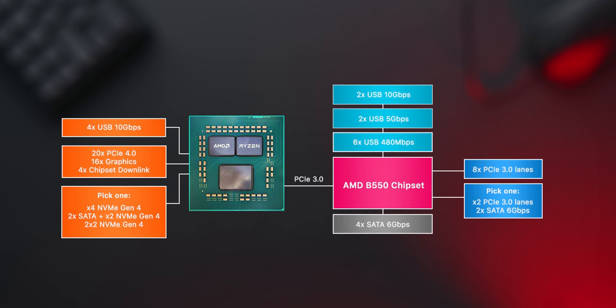B550 in comparison, you do get PCIe 4.0 enabled on those CPU based lanes, so for both your graphics card and your primary M.2 drive, you also get faster USB. Even with a Titan RTX though, the most powerful GPU that you can currently buy right now, you will not see a performance benefit here with that higher bandwidth ceiling.